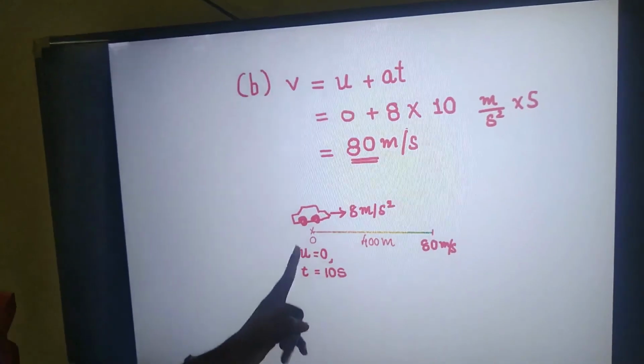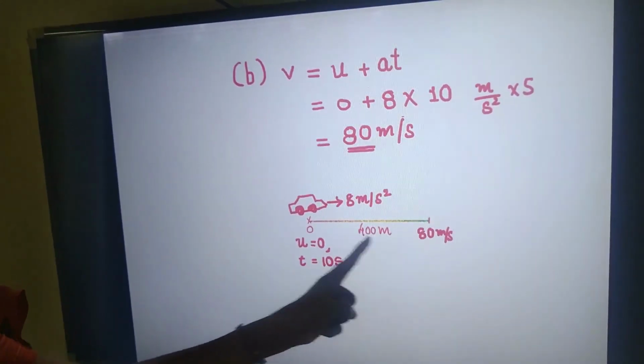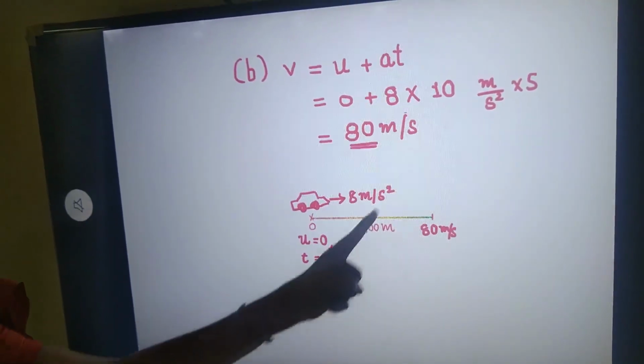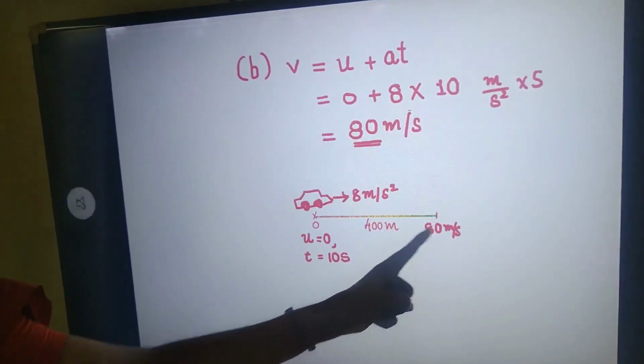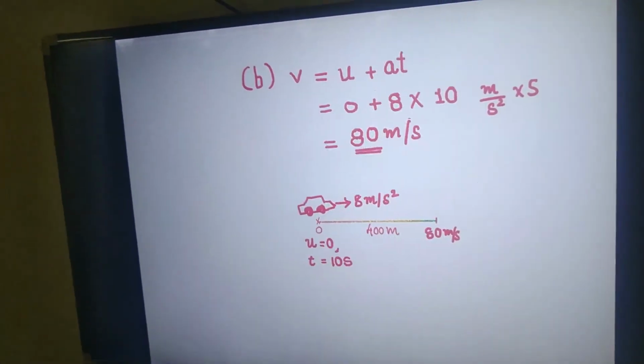So what's the situation when the car reaches the final position? How far is the car from the starting position? 400 meter, and it is at what velocity? 80 meter per second.